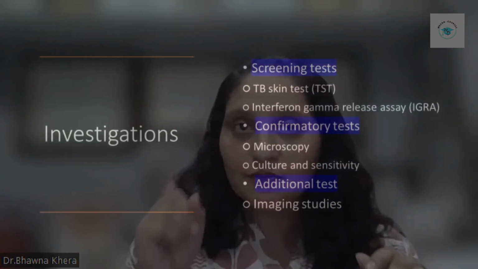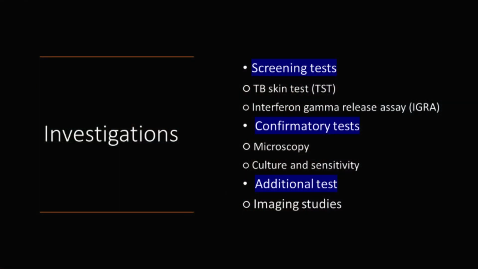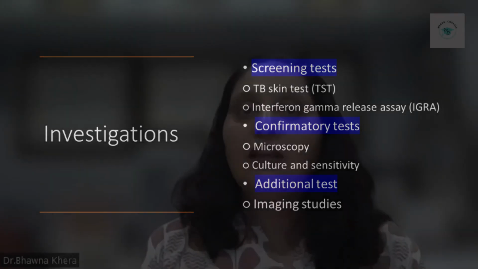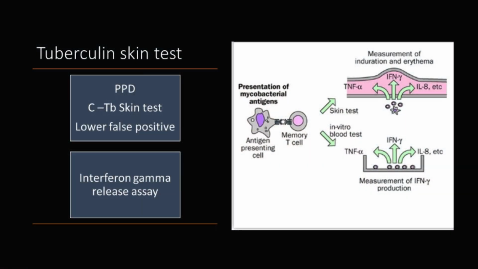So what are the tests available to us? 3 categories of tests are there. One is screening tests, then you use confirmatory tests, and there are certain additional tests. So what are screening tests? Screening tests, basically you screen. So you have the tuberculin skin test and you have IGRA, that is interferon gamma release assay. So 2 types of tests, the tuberculin skin test and the IGRA. There are 2 types of screening tests.